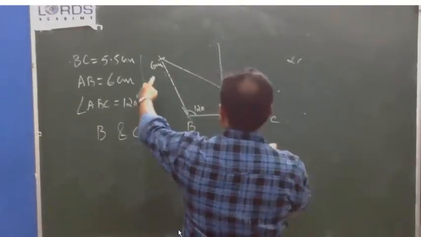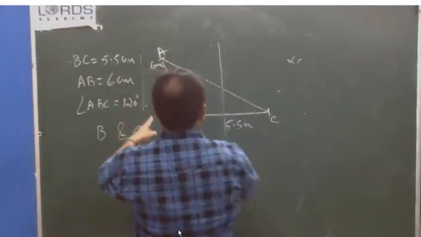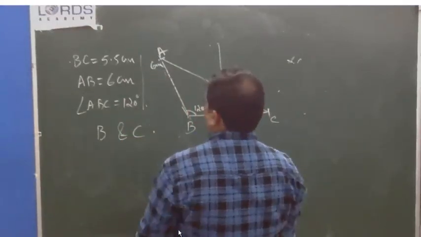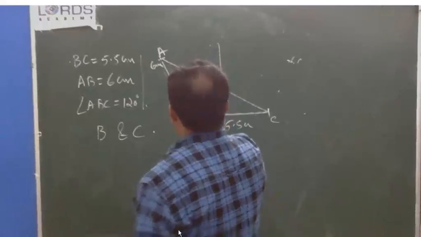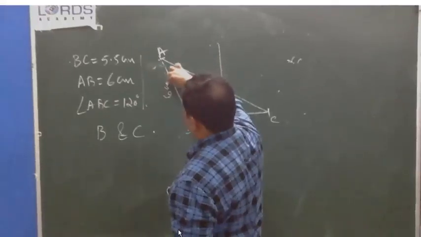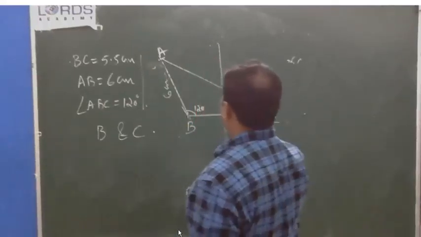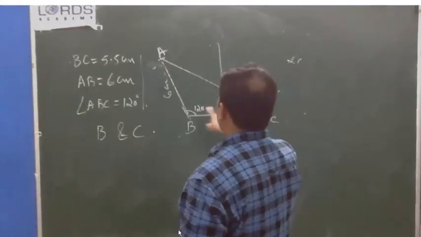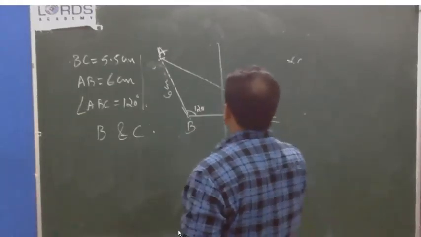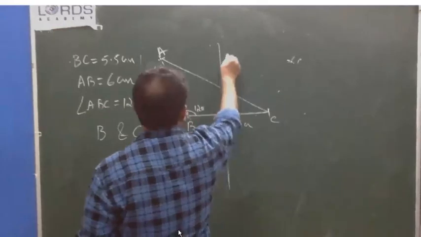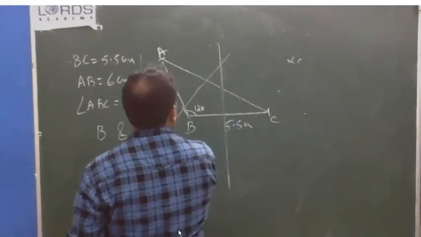And also this is triangle ABC. AB is 6 centimeter, BC is 5.5 centimeter, angle B is 120 degrees. Yes. Then draw the perpendicular bisector of AC. You will get that one.